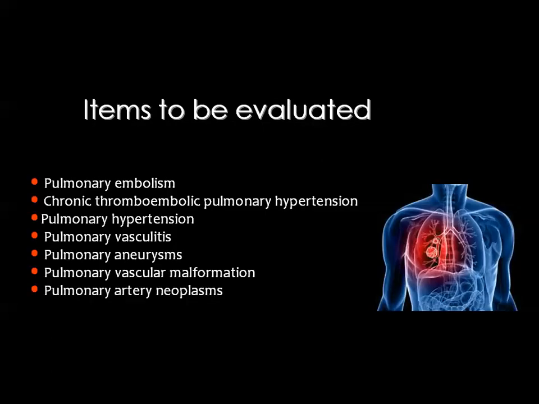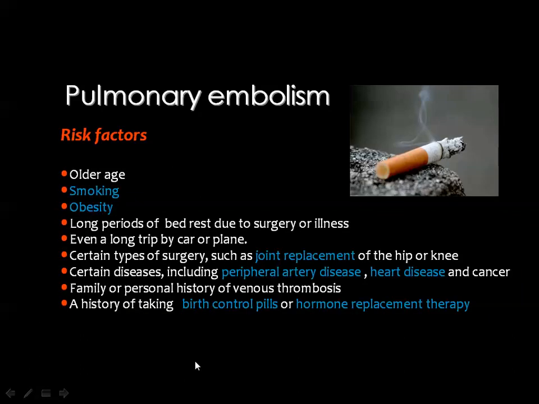Then these are the items we would like to talk about: the pulmonary embolism and this recent topic which is known as chronic thromboembolic pulmonary hypertension. Then we'll talk about pulmonary hypertension. In the second part of this topic, we'll have some words about pulmonary vasculitis, pulmonary aneurysms, arteriovenous malformation, and finally the pulmonary artery neoplasm.